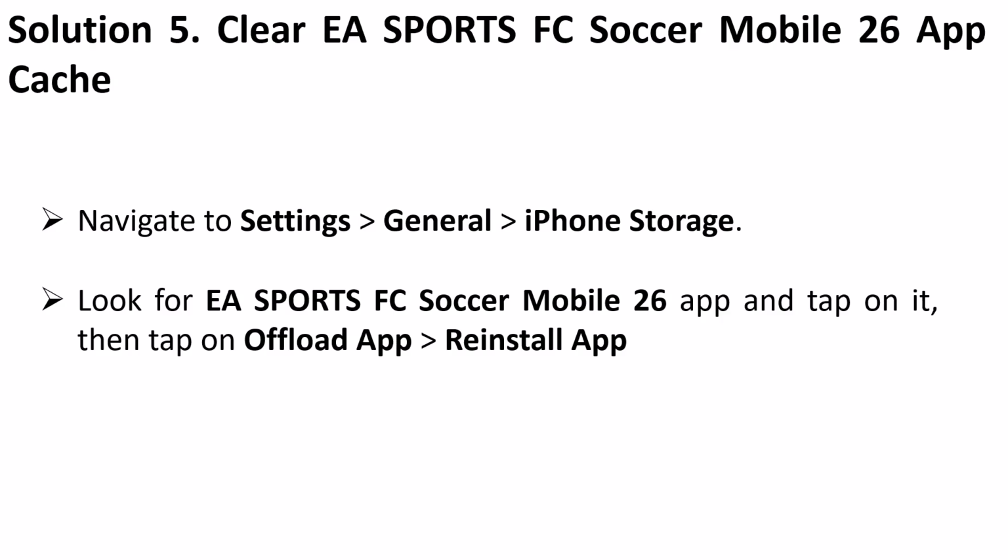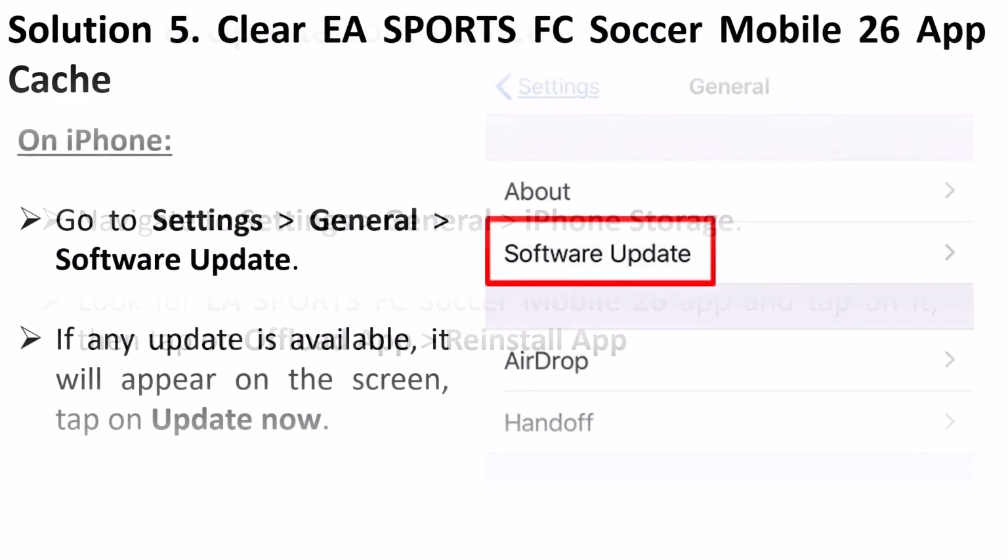Solution 5 is to clear EA Sports FC Soccer Mobile 26 app cache. So navigate to Settings, General, iPhone Storage. Look for the EA Sports FC Soccer Mobile 26 app and then tap on it. Then tap on Offload App and then click on Reinstall App and then launch the game and check.